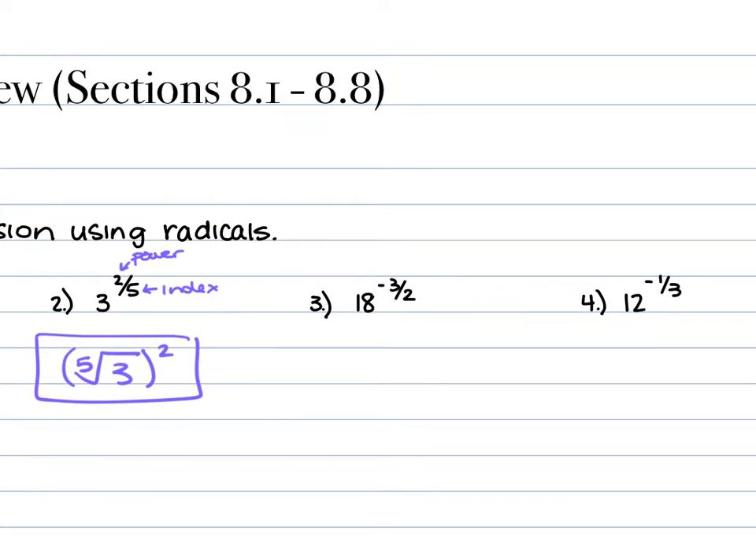For number 3, we have 18 to the power of negative 3 over 2, so in order to turn that negative to a positive, we're going to do 1 over 18 to the 3 over 2. So this means that we're going to take the square root of the 18 and raise it to the 3rd power, keep it under 1. So it's 1 over the square root of 18 cubed.